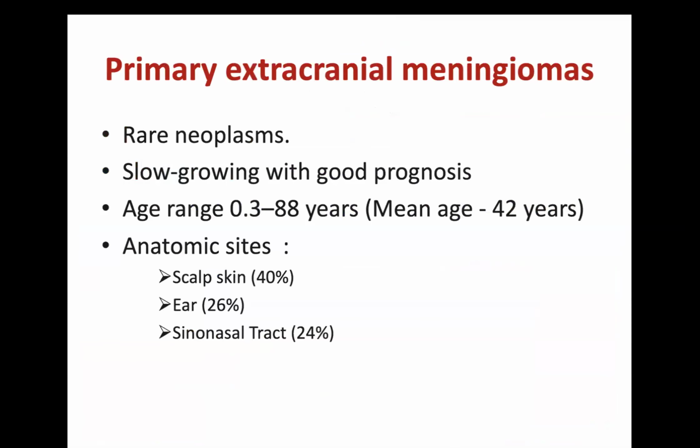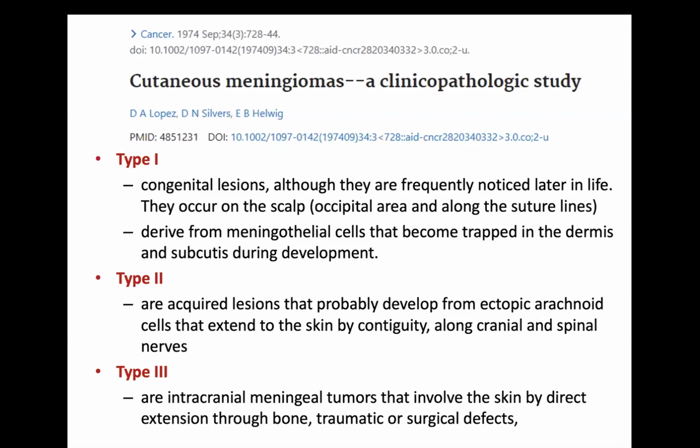Primary extracranial meningiomas are rare, slow-growing neoplasms with a wide age range. The most common site is the skin of the scalp. The ear and sinonasal region are other sites. Lopez in 1974 divided them into three types. Type 1 is a congenital lesion, which may be noticed later in life, and occurs in the scalp. Types 2 and 3 are acquired lesions.